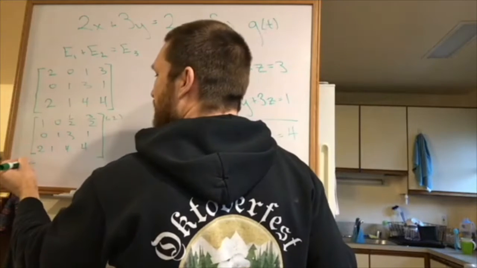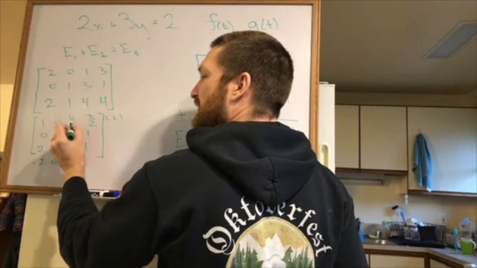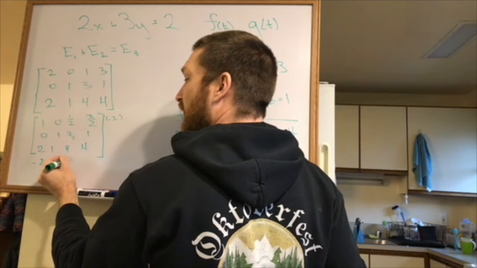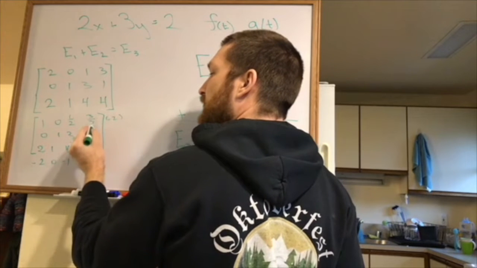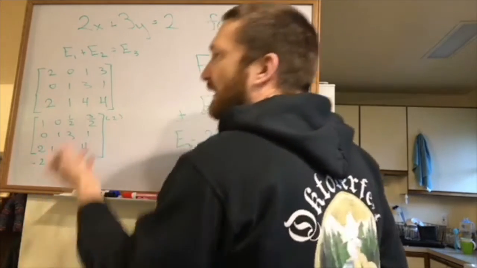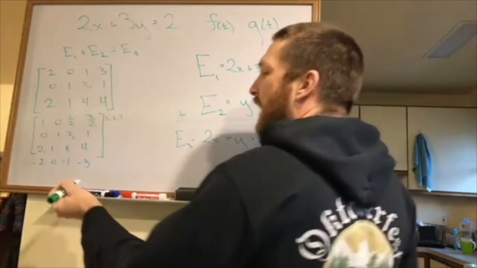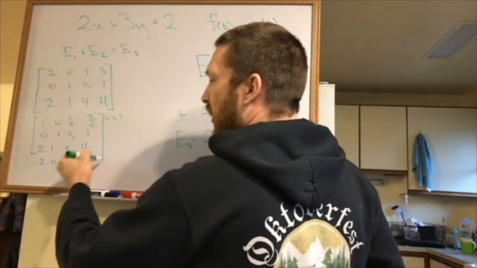The -2 makes that guy a 2, and the 0 here, -2 times that gives me a -1. -2 kills the 2, and we get a -3. Or equivalently, I could have just taken that row and subtracted that row at the beginning. Yeah, we get that. Okay, so moving on.